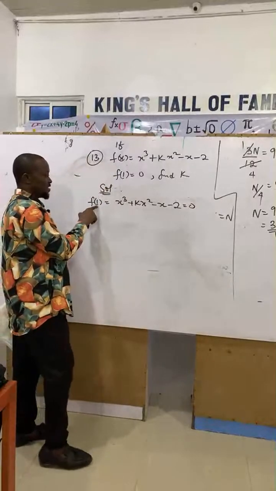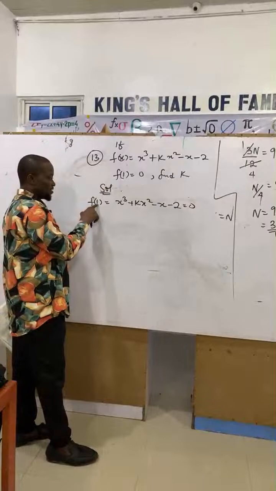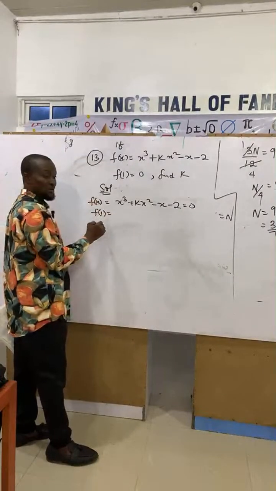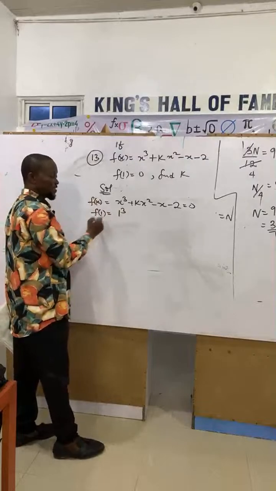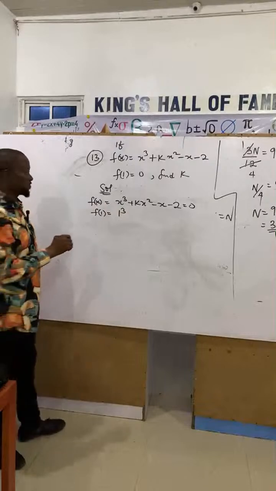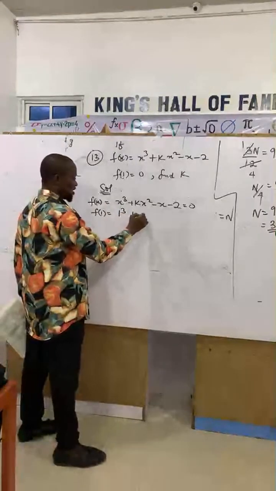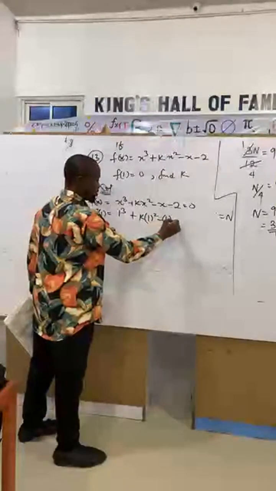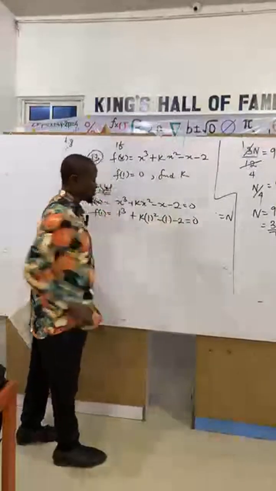So therefore, wherever we see x, this is f of x. So f of 1 will now be what? 1 to the power of 3, wherever x is equal to 1, plus k times 1 squared minus 1 minus 2 is equal to 0.